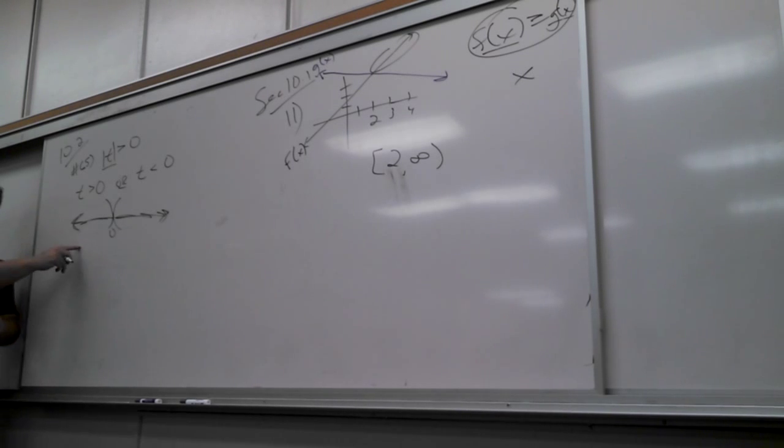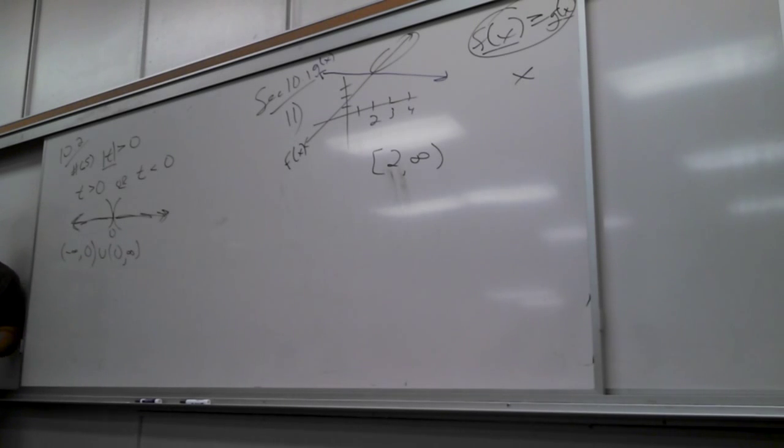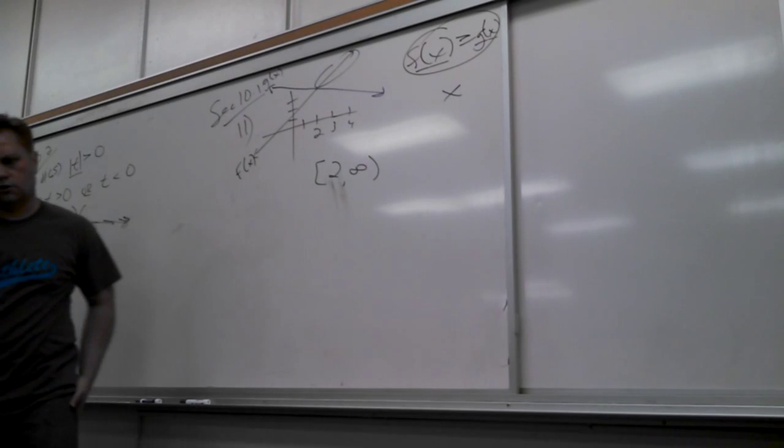How would I write that in interval notation? Negative infinity to 0, or 0 to infinity. This means skip, right? Skip 0 and go to infinity. Kick ass. Cool. I like it. All right.